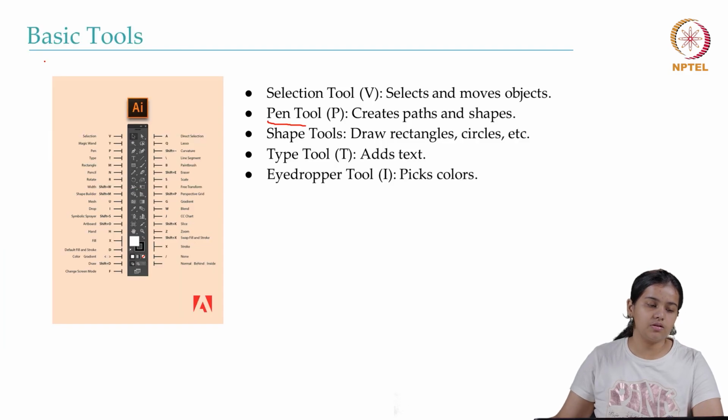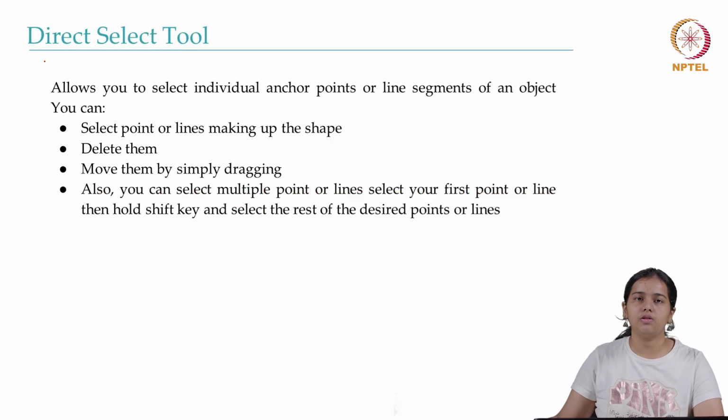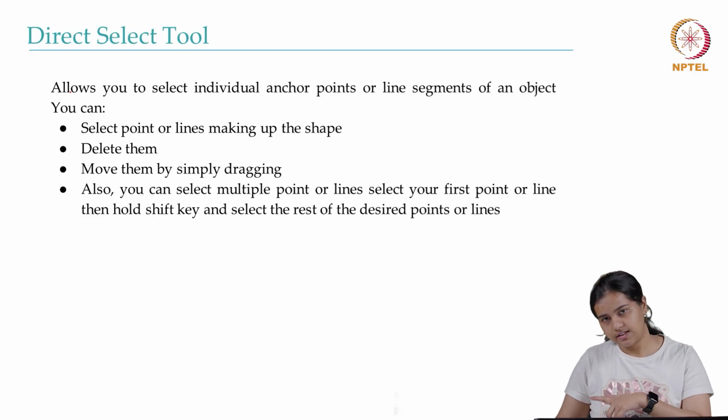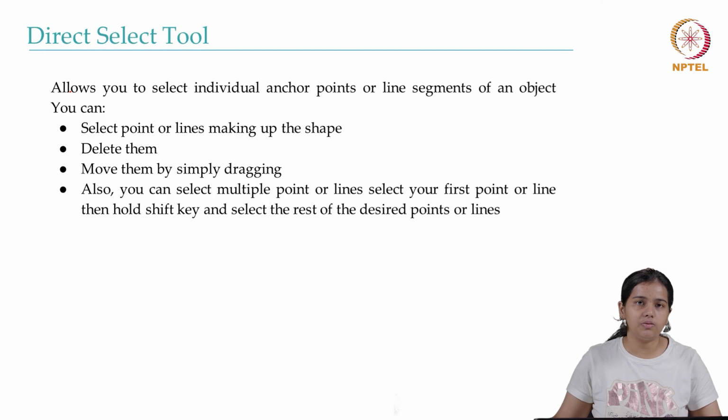So moving towards tools, we have the direct select tool. You can select any point or any line on any element and can delete them, move them, and modify them. You can select multiple lines or points by just clicking on the first one and holding the shift key, then clicking the other points and lines. This way you can select multiple points and lines.